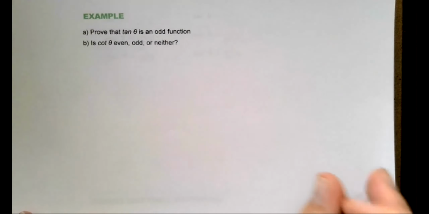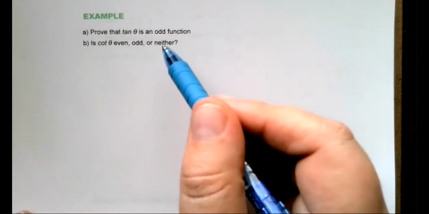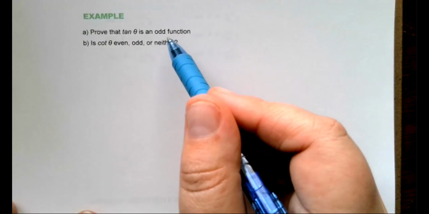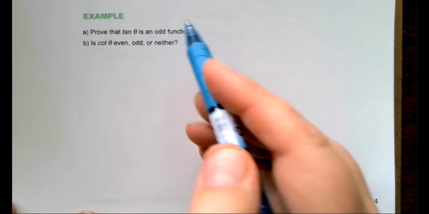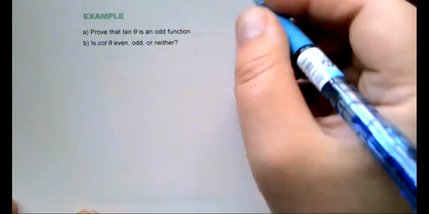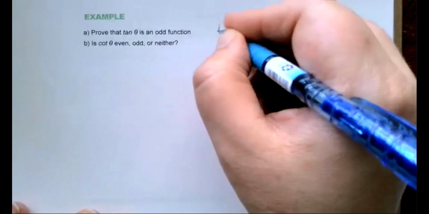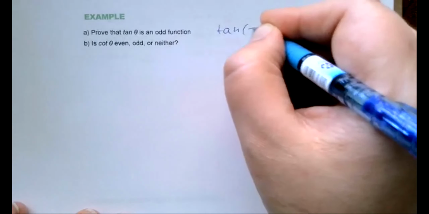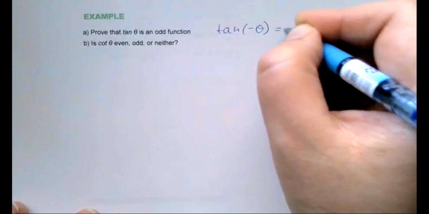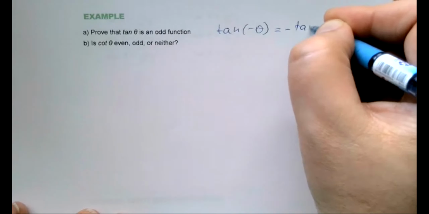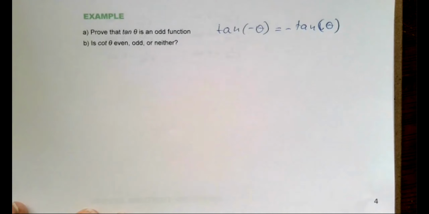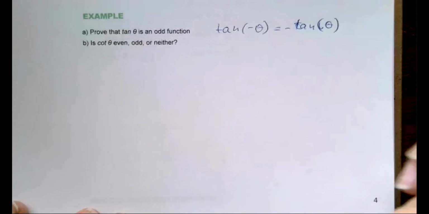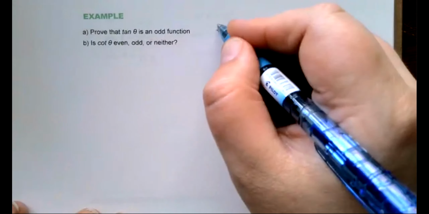Now, example: prove that tangent theta is an odd function. So if it's an odd function, that means that tangent of negative theta is going to be negative tangent theta. That's what it means by definition. All right, let's take a look.